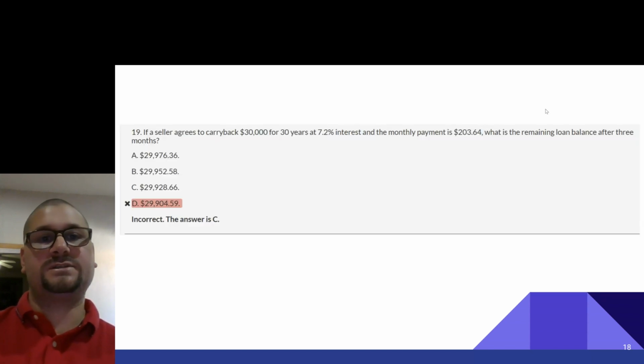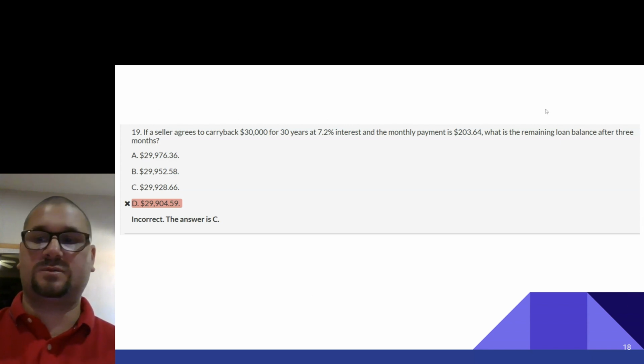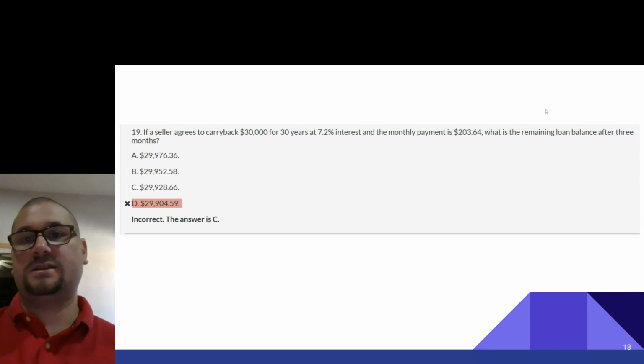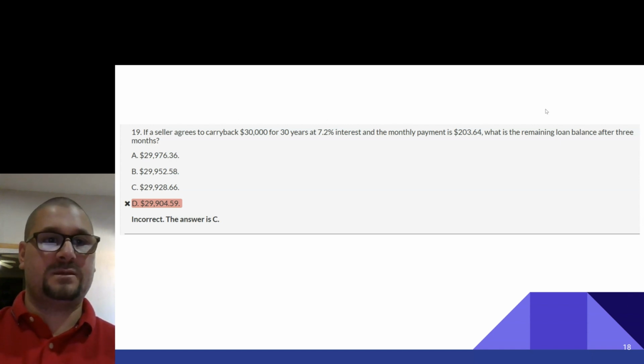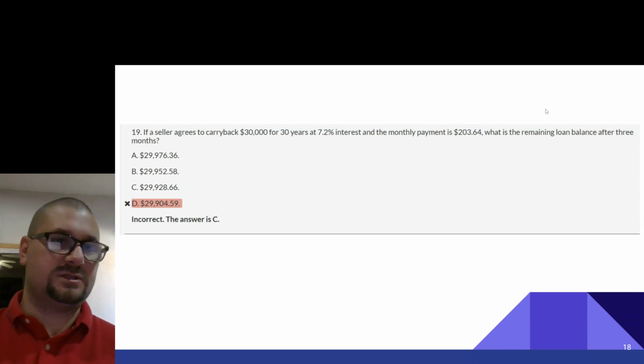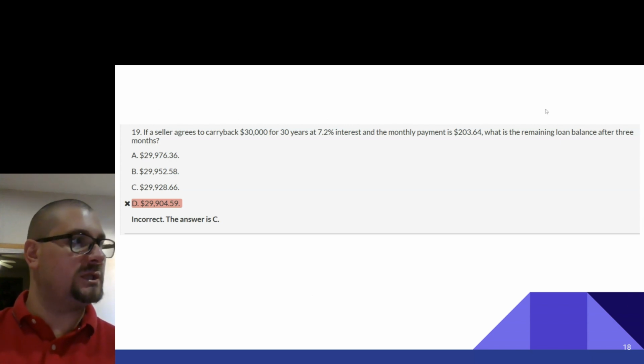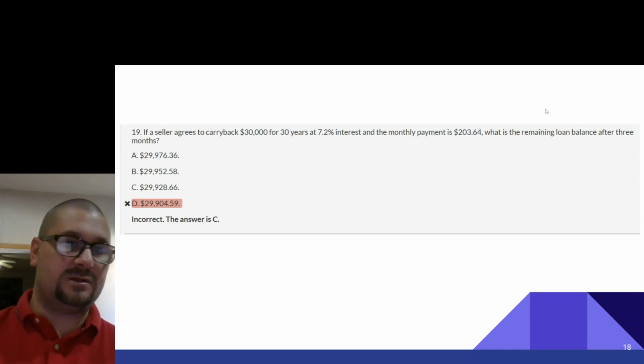If the seller agrees to carry back 30 grand for 30 years at 7.2% interest, and the monthly payment is $203.64, what's the remaining loan balance after 3 months? The answer is Charlie, 29,928.